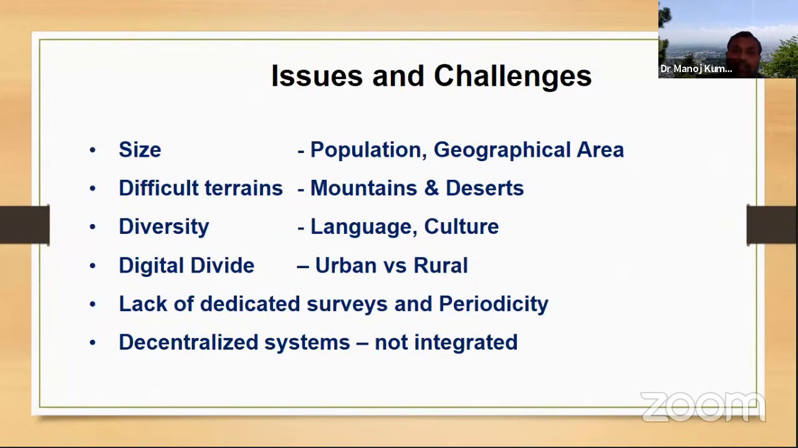Obviously, we have a huge population and geographical area, so we have to make services reachable to all corners and all parts of India, and all kinds of people in India. That's a challenge. We have different geographical areas in terms of mountains, plains, deserts, and also language and culture. All this diversity presents issues we have to deal with. But ICT will give you a great advantage in going through all these issues and challenges.